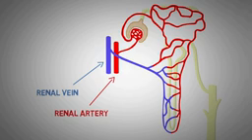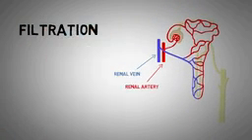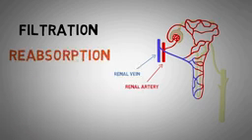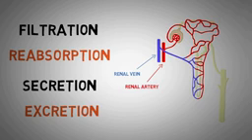So this was about the structure of nephron. Next, let's have a look at its basic function. So the nephron uses four main mechanisms to convert blood into urine, which are filtration, reabsorption, secretion, and excretion.